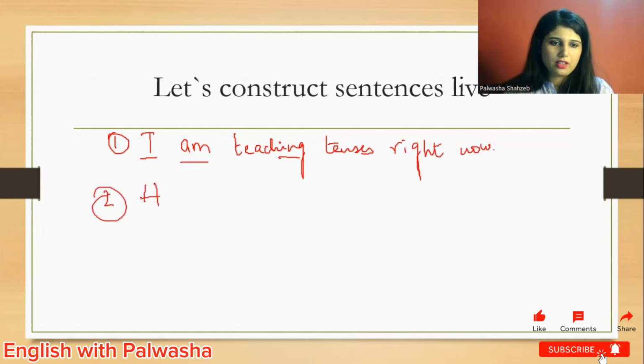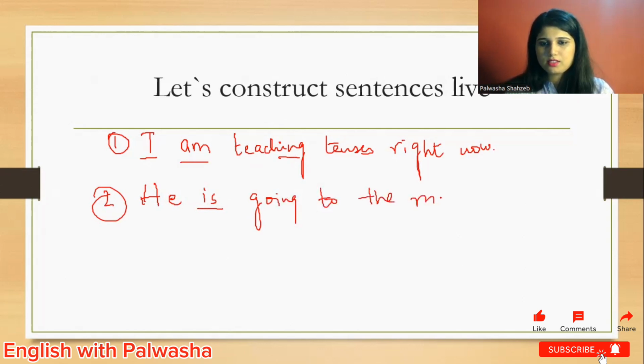Okay, so with he, she, and it, we will be using is. He is going, let's suppose, going to the market, right? He's going to the market. He's playing football. He's eating an apple. He is watching my YouTube video. He's learning something new. She is learning something new. She's trying to grasp something new.